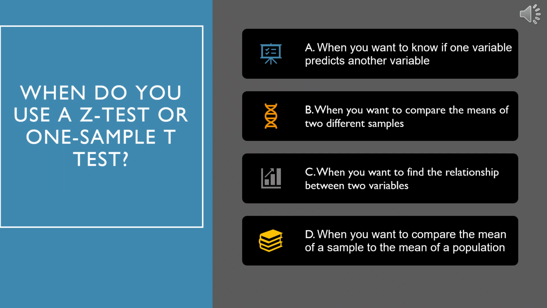Some more review here. When do you use a z-test or a one-sample t-test? So that is going to be D, when we want to compare the mean of a sample to the mean of a population. It's not when you want to find the relationship between two variables, that's correlation. It's not when you want to compare the means of two different samples, that is independent samples t-test. We're going to talk about that pretty soon. It's not when you want to know if one variable predicts the other variable, because that is regression. So it is D, when you want to compare the mean of a sample to the mean of a population. The difference being you have to use a t-test if you don't know the population standard deviation, and you use a z-test if you do know the population standard deviation.